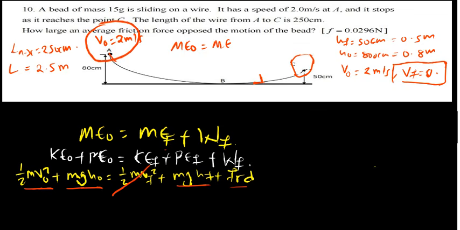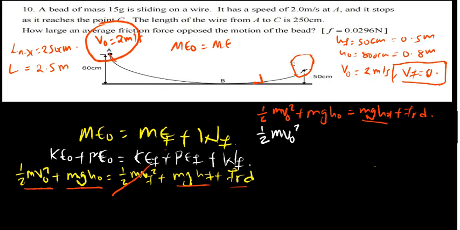So my goal is to calculate the F_r. What should I do? I'm remaining with half m v initial squared plus m g h initial has to be equal to m g h final plus F_r d. Let's shift this guy to the other side, and if we do that, we are going to have half m v squared plus m g h initial minus m g h final, sorry, has to be equal to F_r d. Let's divide both sides by d.